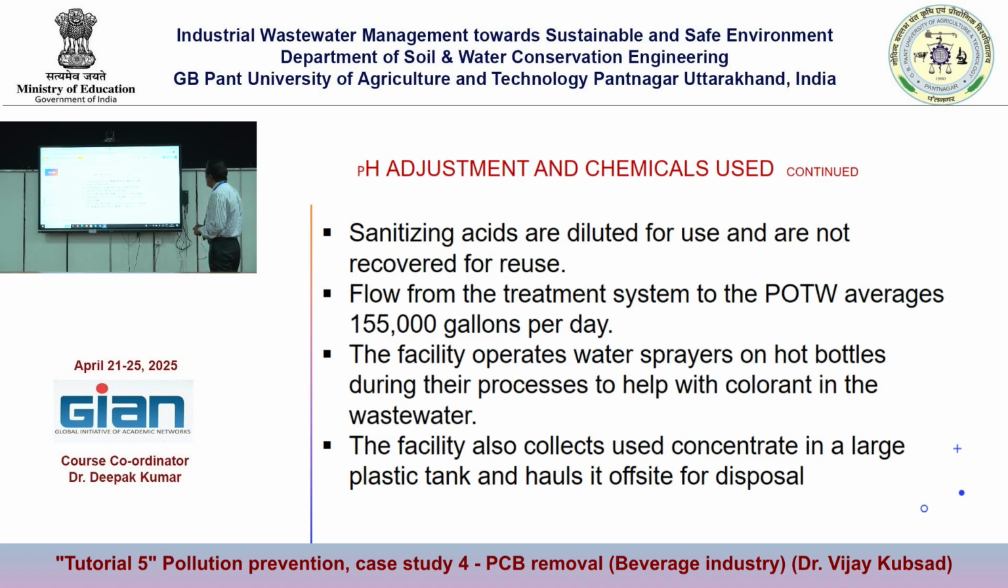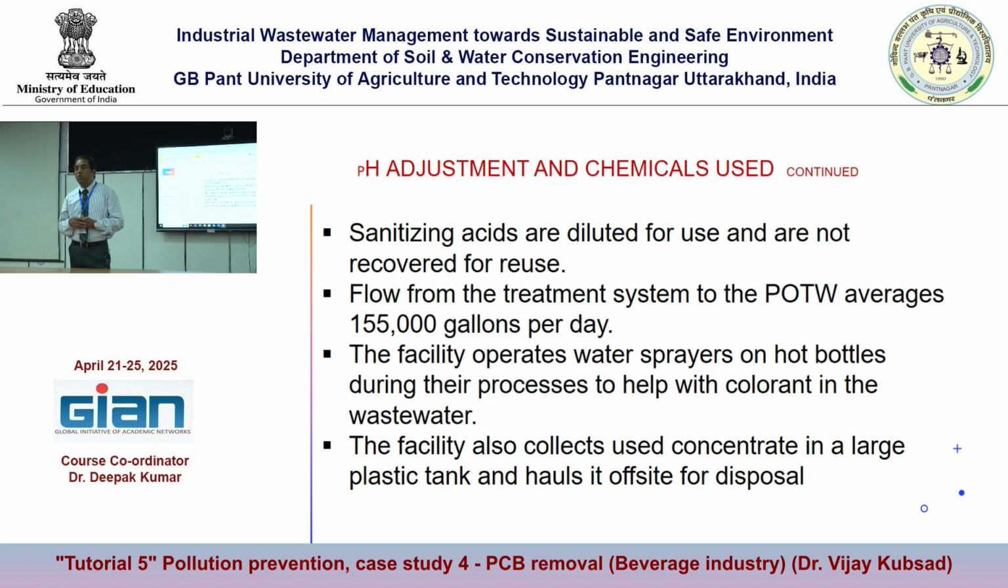Other chemicals used: sanitizing acids, diluted for use and/or recovered for reuse. The flow is given, how much they are discharging, because this is the agreement. When industry discharges to the wastewater treatment plant, there is an agreement on how much they can discharge, in addition to the authorization issued by the government, right? So the facility operates sprayers, salt bottles, and how the operation is carried out.